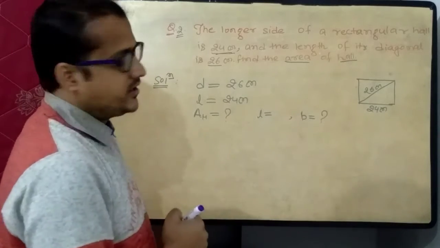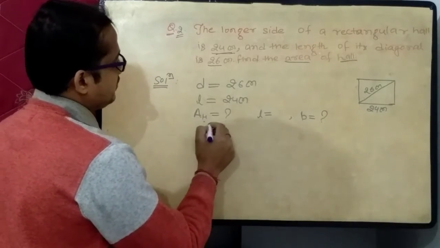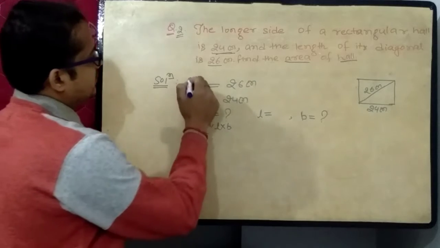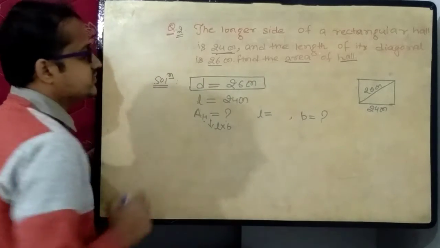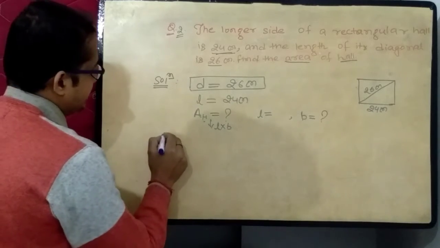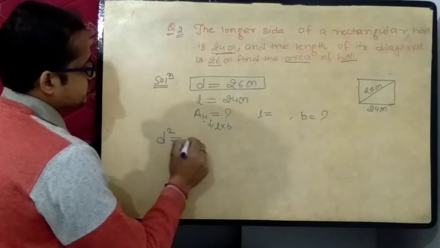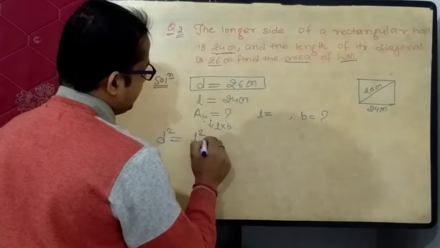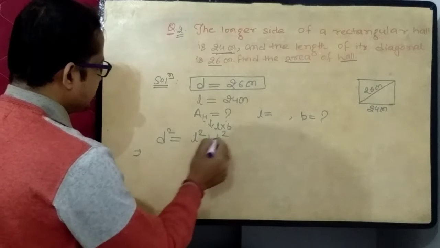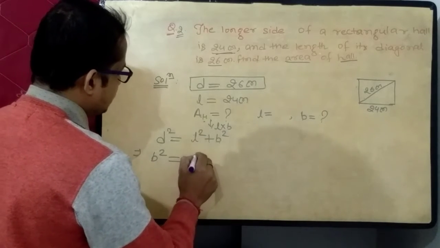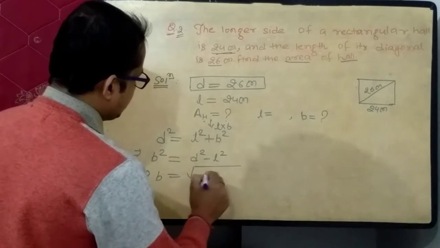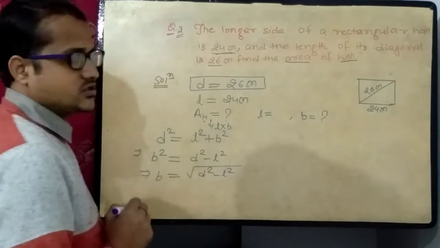If you are able to find out breadth, then you can easily calculate area of hall by using formula L into B. So for this purpose, one more thing is given. Diagonal of this rectangular hall is 26 meter. So by using this clue, we can find diagonal square equals to length square add up breadth square. You have to find out breadth. This implies B square equals to D square minus L square, and B equals to root over D square minus L square.